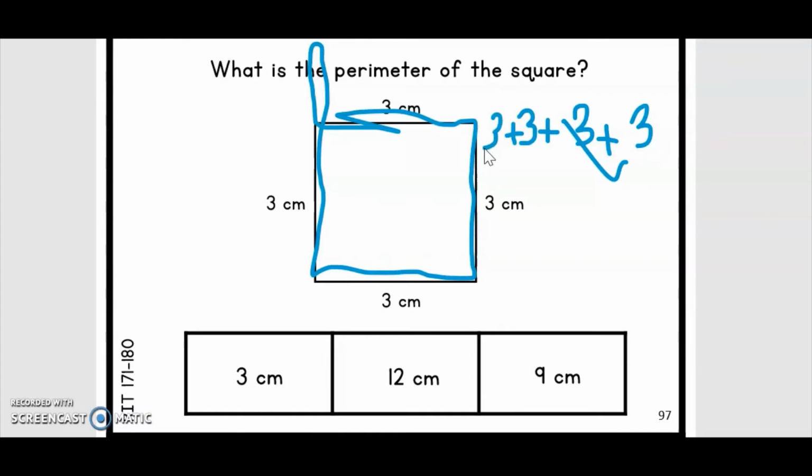So what is our answer? Try to figure it out. 3 plus 3 plus 3 plus another 3. What would that be? I got 12. Perfect. All right, guys, let's see if we can do another problem together. So there's not just 12. Oh, I forgot. It's 12 centimeters.